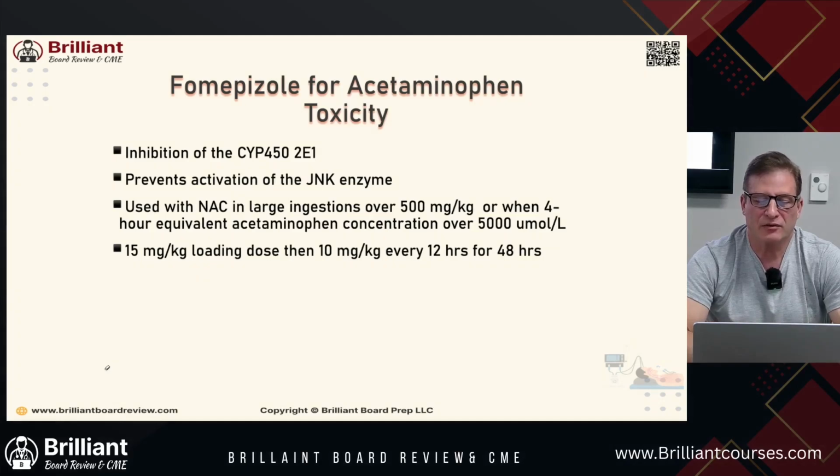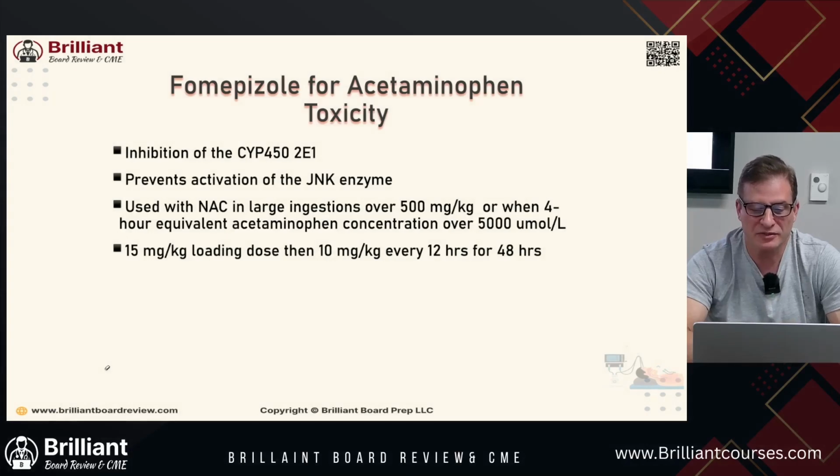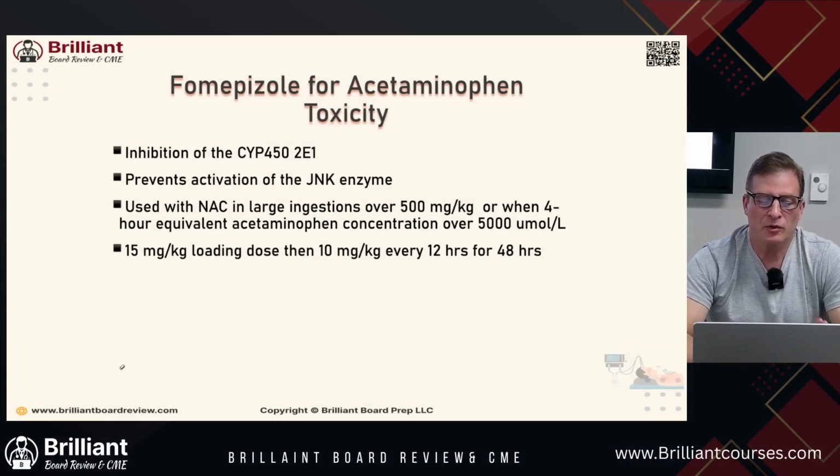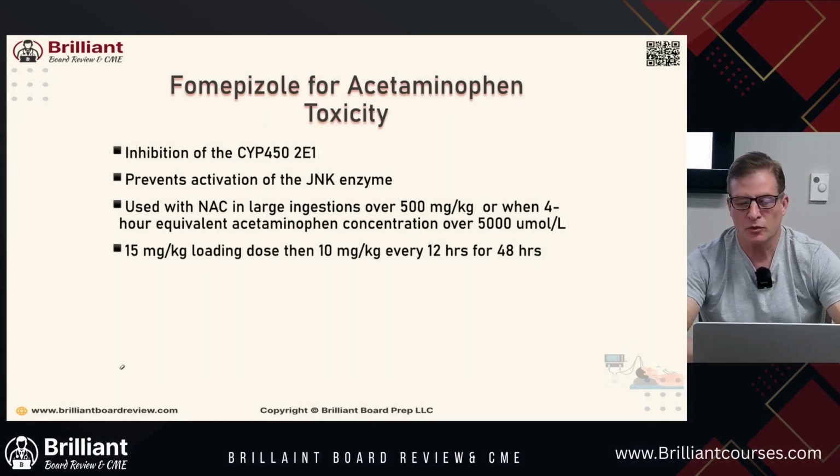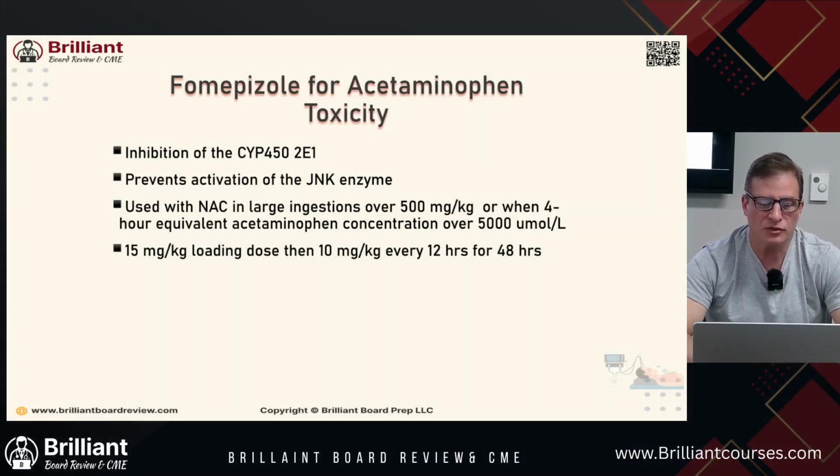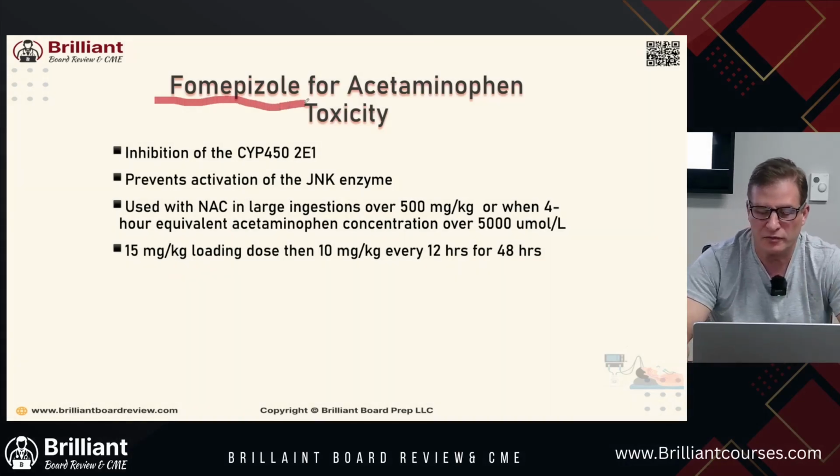It's used with NAC in large ingestions, greater than 500 milligrams per kilogram, or when the 4-hour acetaminophen concentration is over 5,000. It's huge. It's a 15 milligram per kilogram loading dose, then 10 milligrams per kilogram every 12 hours for 48 hours. So if the poison control, the toxicologist, or the team at poison control recommends it, this is what they may recommend for you. Or you may need to initiate it on patients with severe overdoses.